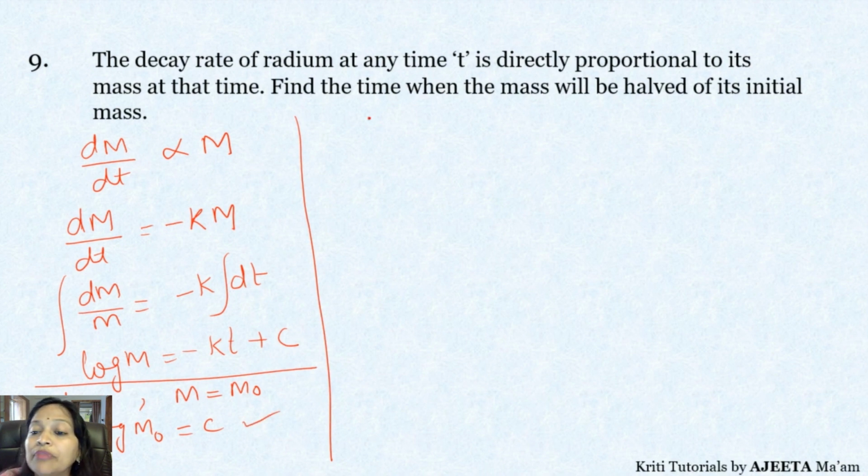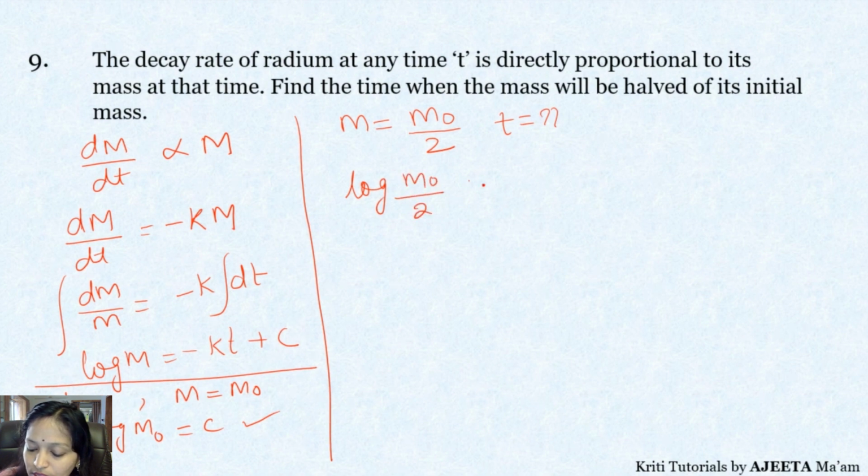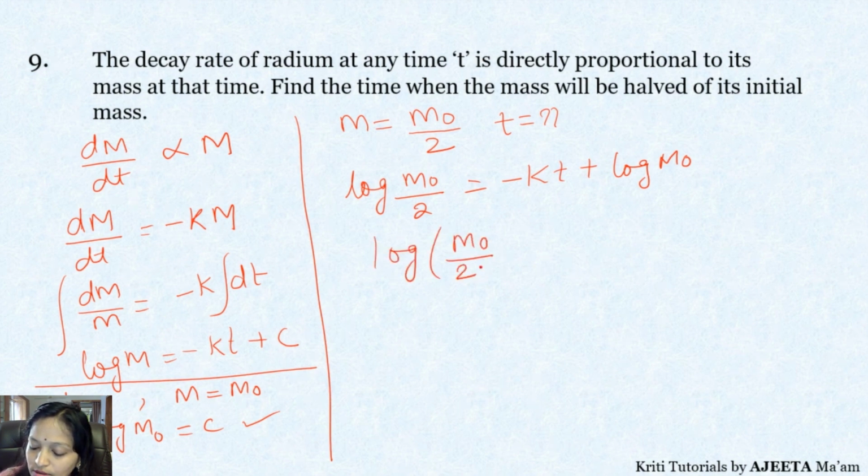Now let's move on. Mass is halved, meaning your new mass will be half of the initial mass. We have to find the time. So log m0 by 2 is equal to minus kt plus c. What is the value of c? Let's put it here, log m0. So what will you get as the answer? Again use the property of log only. Correct? So in how much time will it become half?